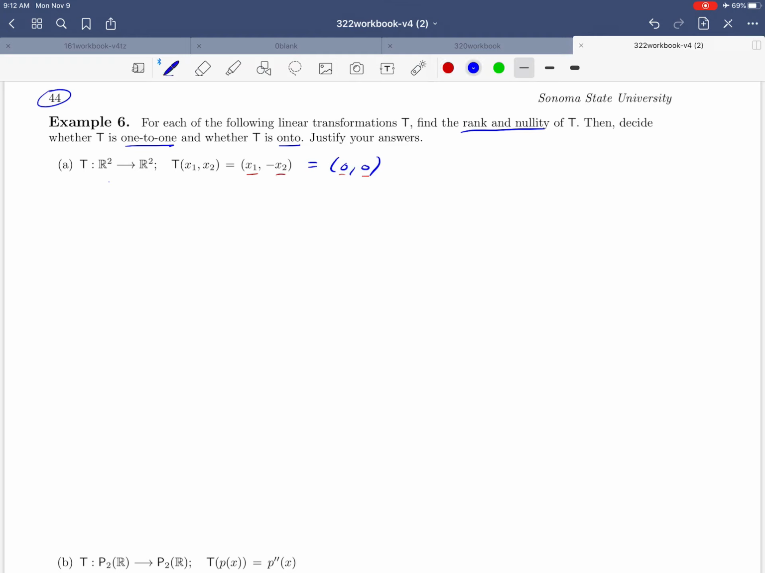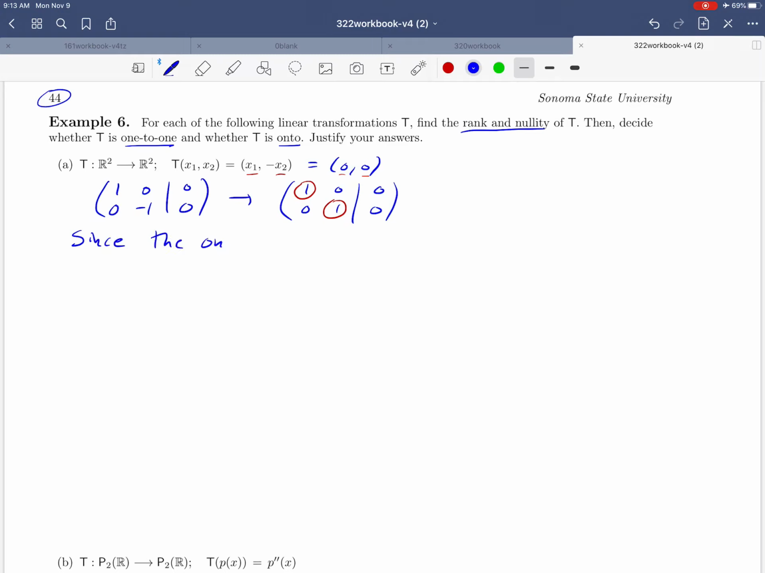In matrix form that would look like x1 plus 0 x2 is 0, and then 0 x1 minus x2 is equal to 0. If we reduce that, there's not much to that. We're going to get that, and notice that we have a pivot in both of the two columns. But what that means then is that the only solution to this is x1 equals 0 and x2 equals 0.